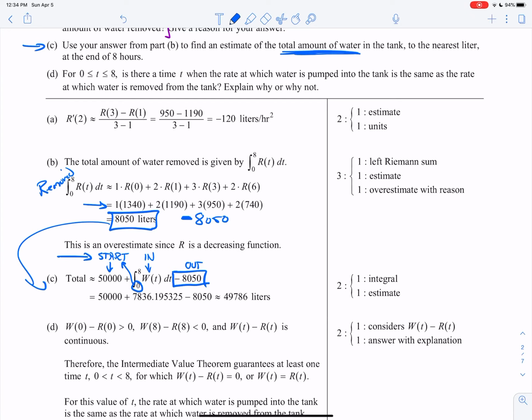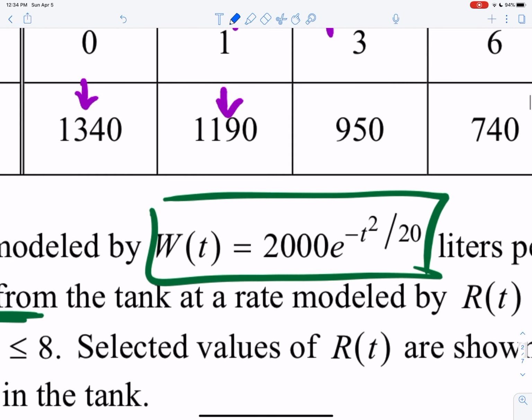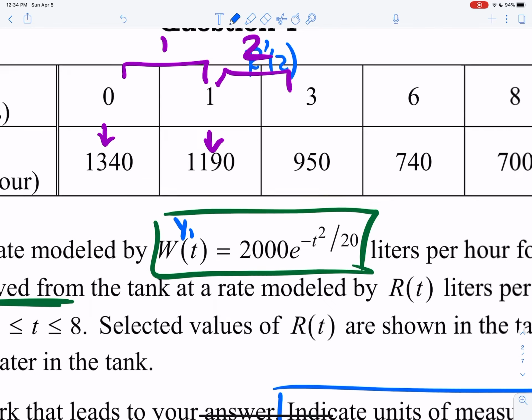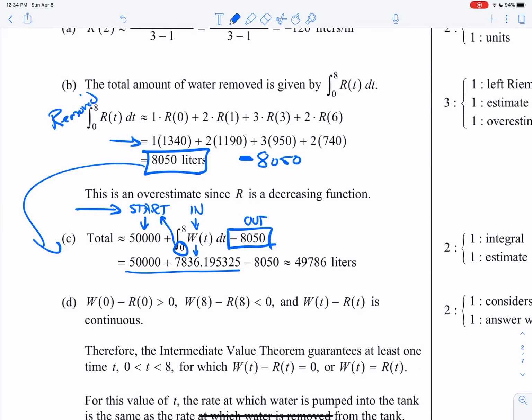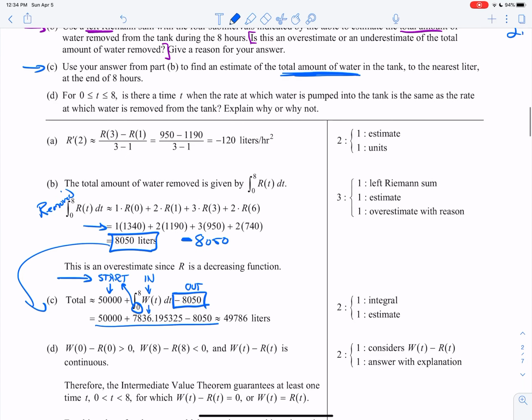Now, how you actually integrate W of t, remember, W of t was given as an equation. So you do have to type this in as y1 and then integrate that. But basically, you get this. I believe they do say to the nearest liter, so you do have to round it to the nearest whole number. So make sure that you're following the directions there. They don't ask for units, so you really don't need that.